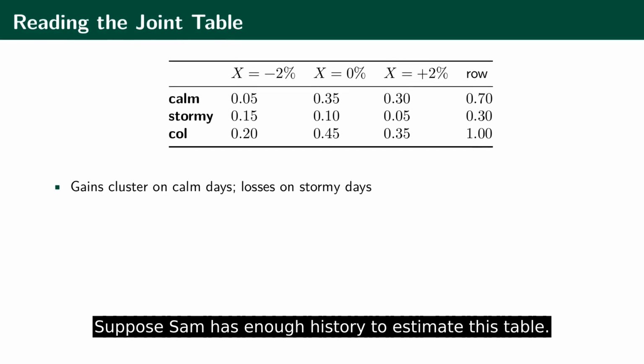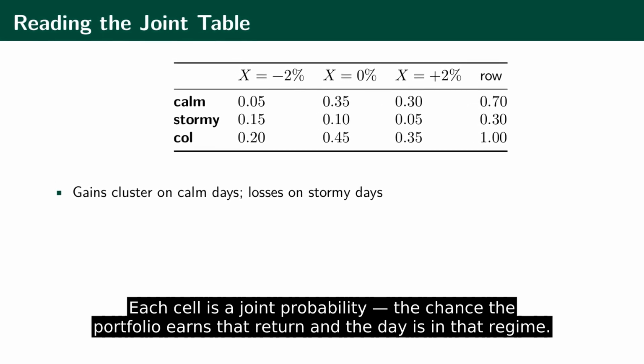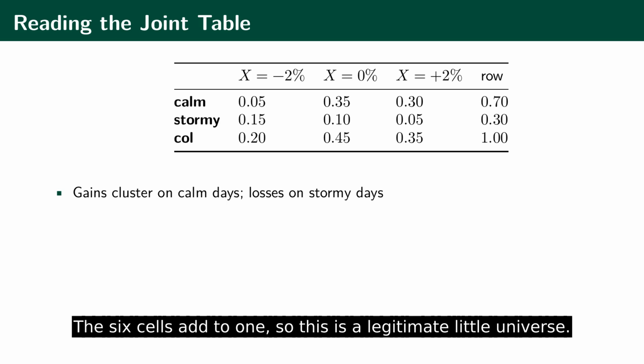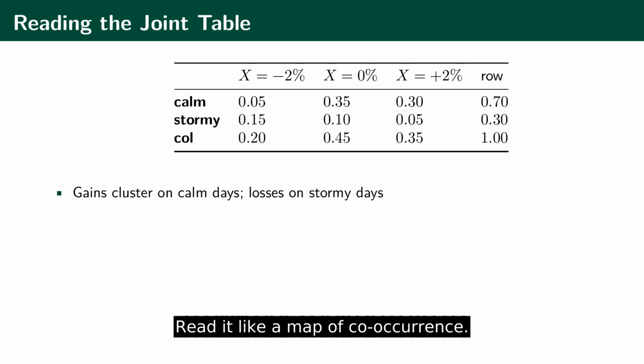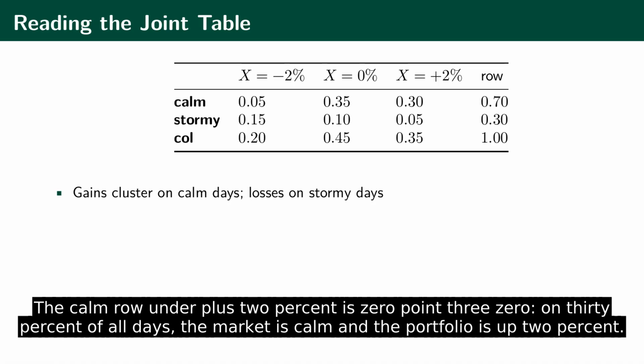Suppose Sam has enough history to estimate this table. Each cell is a joint probability, the chance the portfolio earns that return and the day is in that regime. The 6 cells add to 1, so this is a legitimate little universe. Read it like a map of co-occurrence.